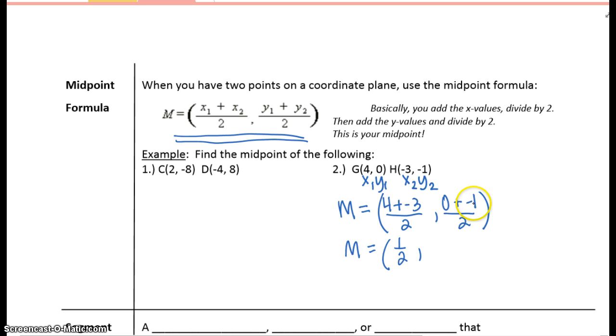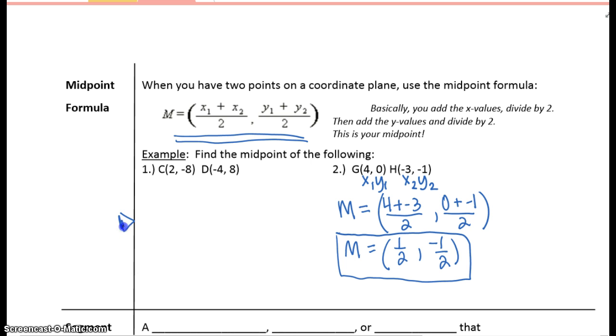And 0 plus negative 1 gives you negative 1, so negative 1/2. And you know what? It would take more time to type that in the calculator or to write another step. I'm just going to leave that as a fraction. So the midpoint between these two numbers on a coordinate plane would be 1/2 comma negative 1/2.